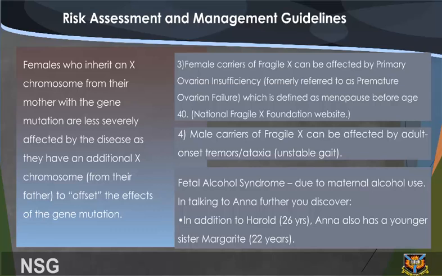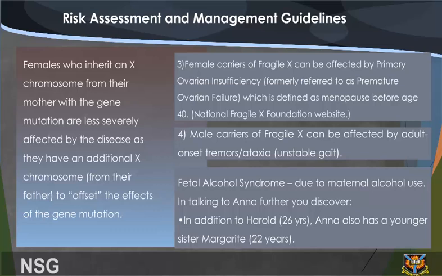3. Carriers of Fragile X can be affected by primary ovarian insufficiency, formerly referred to as premature ovarian failure, which is defined as menopause before age 40. National Fragile X Foundation website. 4. Male carriers of Fragile X can be affected by adult onset tremors, ataxia, and unstable gait.